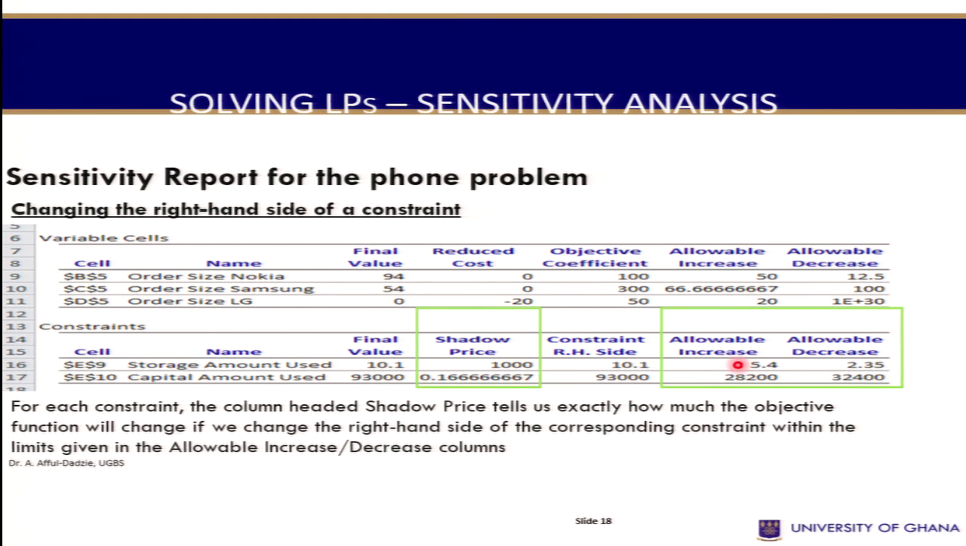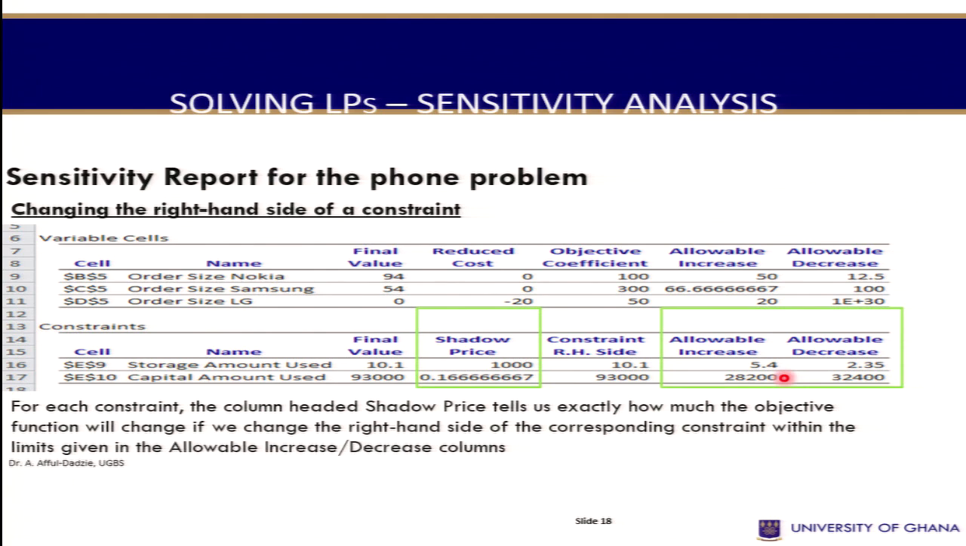For instance, if I say you have an allowable increase of 5.4 for storage amount used, then what I'm saying is that we can have about 5.4 extra square meters in addition to our 10.1 here, and our solution will not change. In the same way for the allowable decrease.